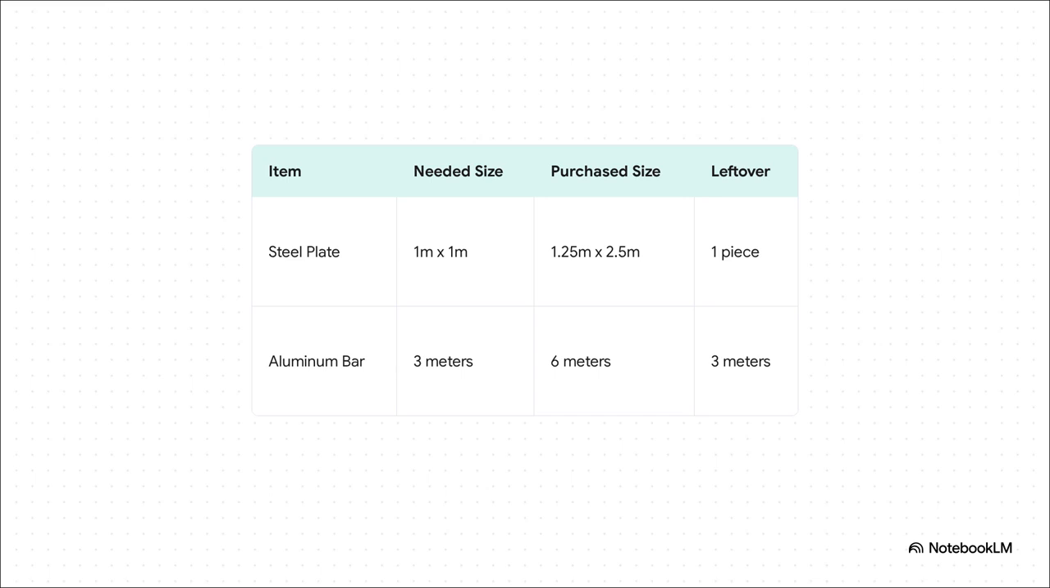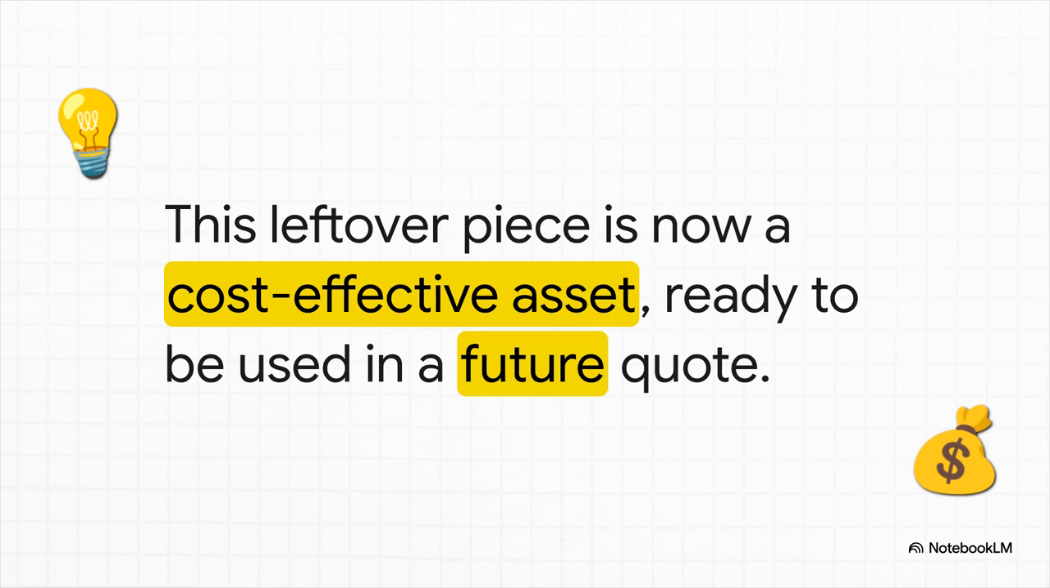Let's take that aluminum bar example. Your job needs 3 meters. Your supplier only sells it in 6-meter bars. Now, normally that leftover 3-meter piece might get lost or forgotten in a corner of the shop. But here, the moment you use that 6-meter bar for the job, the system consumes the 3 meters it needs, and then it automatically creates a brand new inventory item, a 3-meter leftover bar with its own stock code, ready and waiting. And this is where it gets really smart.